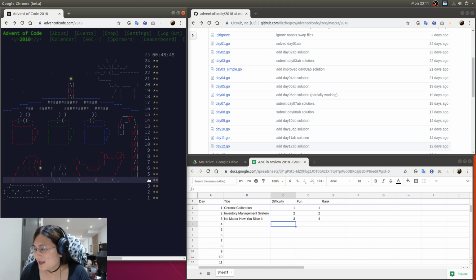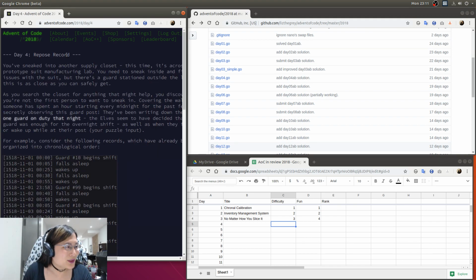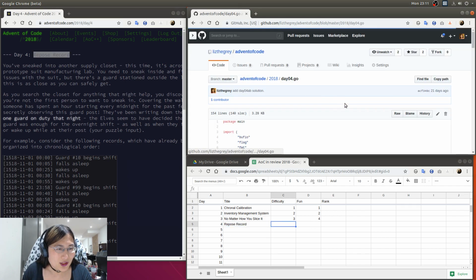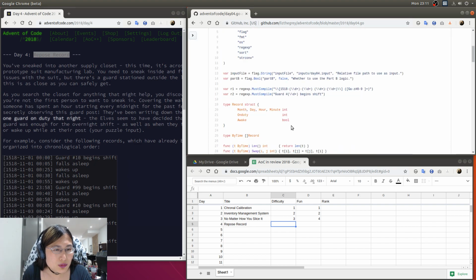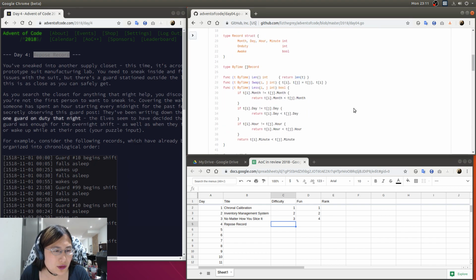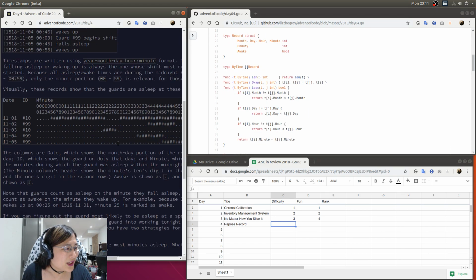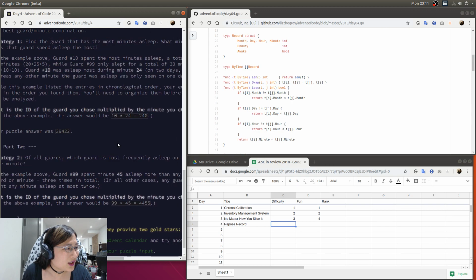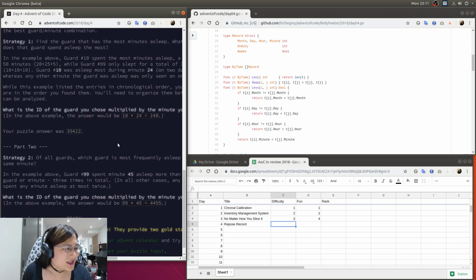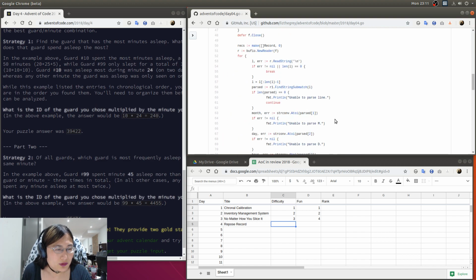All right, day number 4. So day number 4 was the one with the sleeping guards. In the puzzle of the sleeping guards, what you're supposed to do was figure out how many times a guard winds up being asleep and calculate when they are most likely to be asleep. And it also had some interestingness with parsing, which was a little bit frustrating.